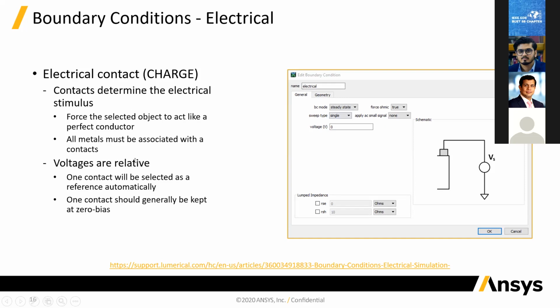Another thing to keep in mind is voltages are relative, right? If you have multiple contacts in your system, keep in mind that it's all relative. So ideally you would have a contact set at 0 volt, which will act as your ground, and then any bias that you apply to the other contacts is going to be relative to that ground.